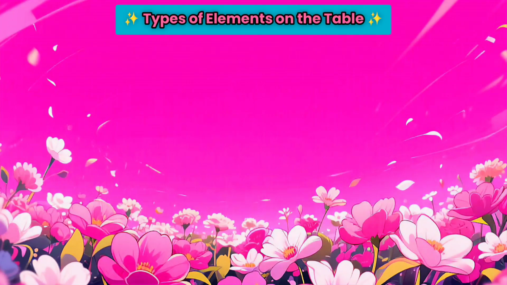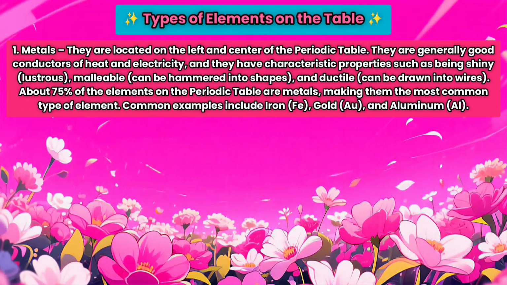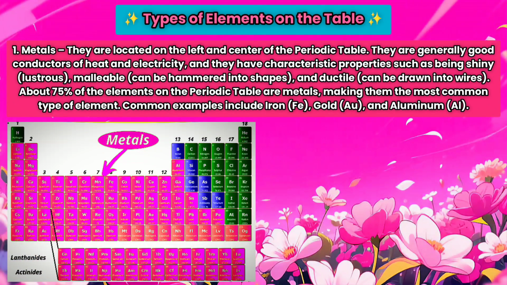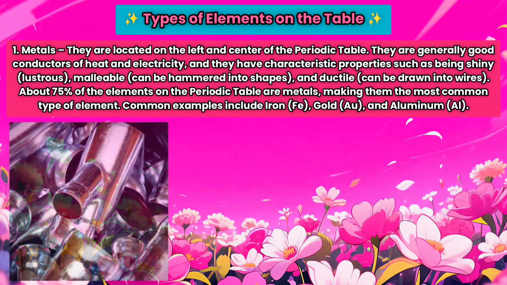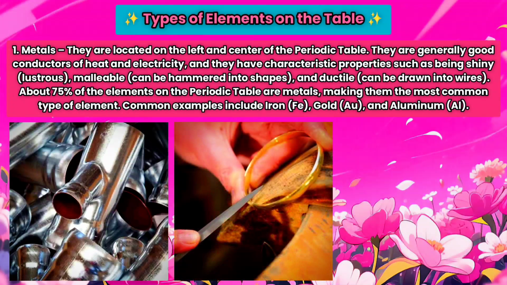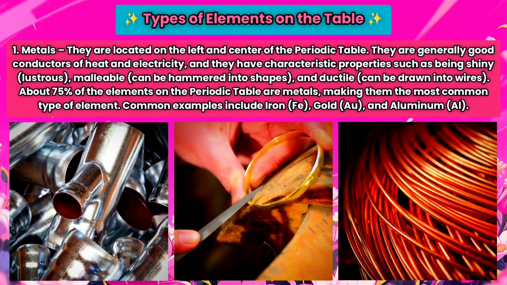Elements on the periodic table are grouped into 3 main types based on their physical and chemical properties. First, we have metals. They are located on the left and center of the periodic table. They are generally good conductors of heat and electricity, and they have characteristic properties such as being shiny or lustrous, malleable, meaning they can be hammered into shapes, and ductile, meaning they can be drawn into wires.